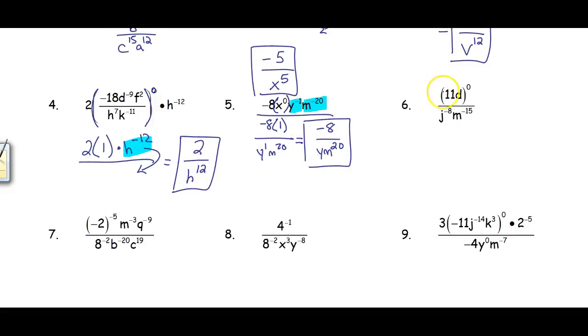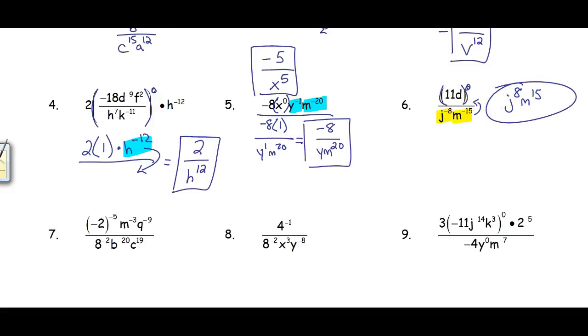All right, number 6. Okay, the whole thing is raised to 0. That is 1. In our denominator, we have j to the negative 8th and m to the negative 15th. So those are going to move upstairs to the numerator. So then we have 1 j to the 8th, m to the 15th. And that is our answer there.